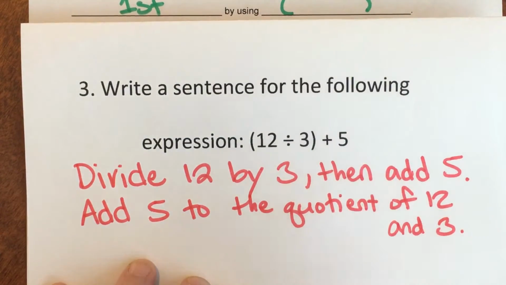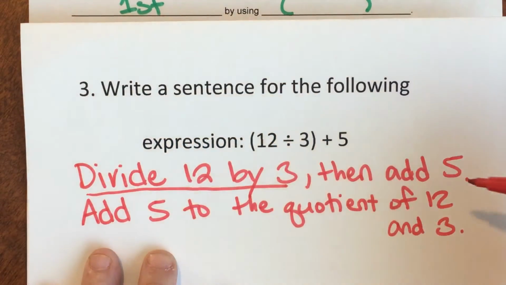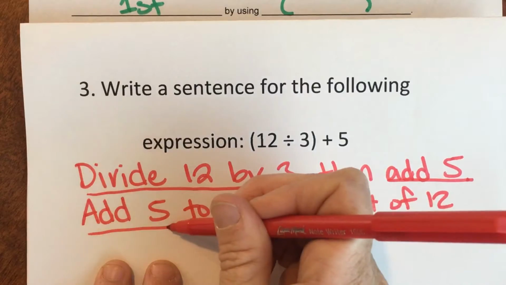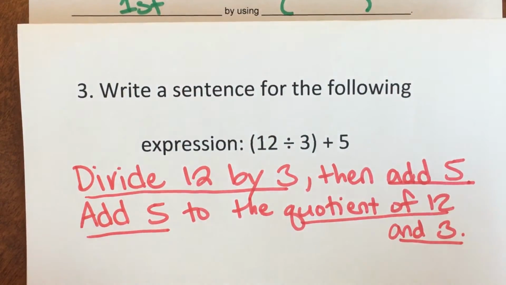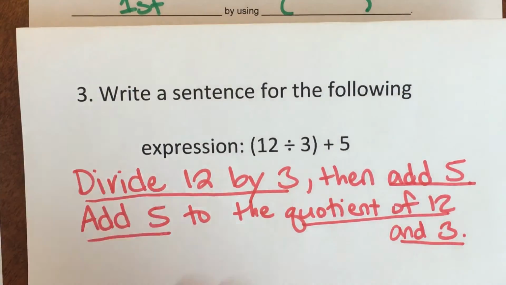Now both of those would tell me my two parts. So this one said divide 12 by 3 and add 5. And this one says add 5 to the quotient of 12 and 3. So when you're writing your sentences, there's actually many correct answers that you could write. Okay, so let's try some of these together.